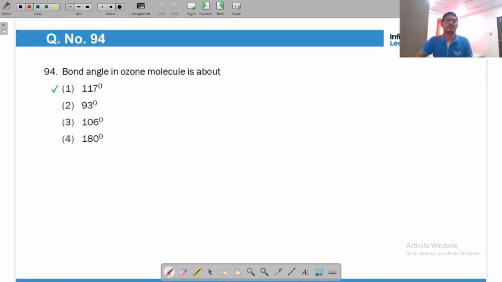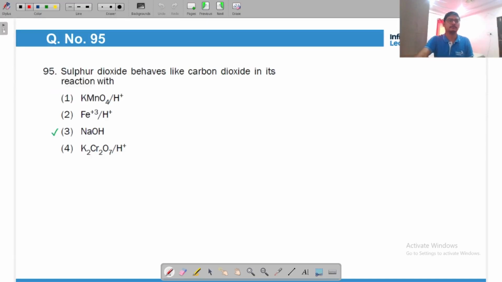Bond angle in ozone is approximately 117 degrees. Hybridization of the central oxygen is sp2, so of course near 120 degrees. Sulfur dioxide behaves like carbon dioxide in its reaction with NaOH, right? Because KMnO4, ferric, potassium dichromate, these are oxidizing agents. They cannot oxidize CO2, they oxidize SO2, right? But NaOH is a base, both SO2 and CO2 react similarly. So this is the correct answer.